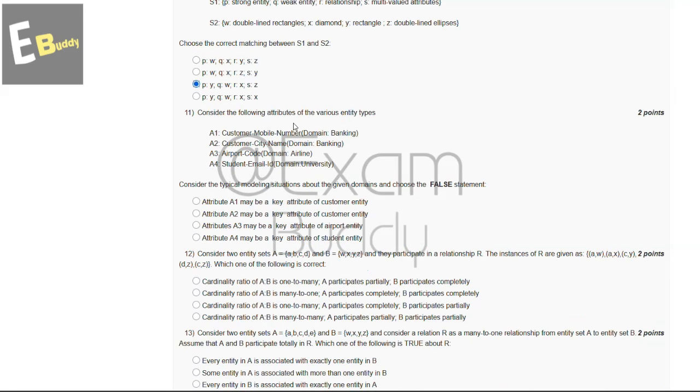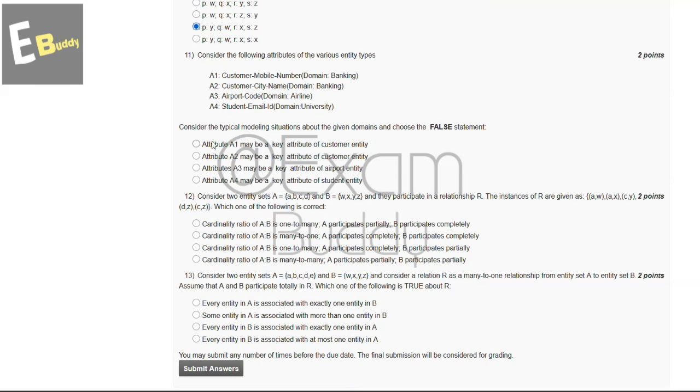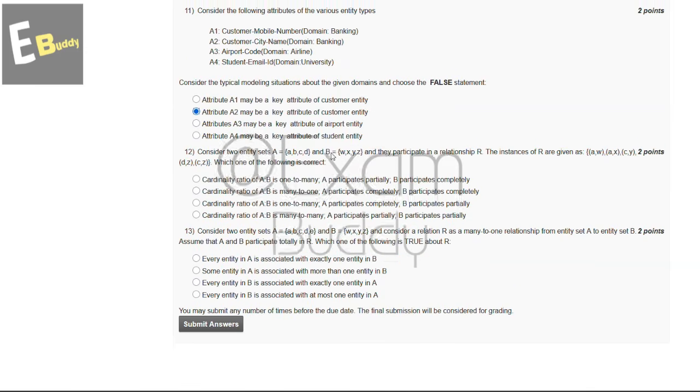Consider the following attributes of the various entity types. So these are the entities, and considering the typical modeling situation about the given domain, choose the false statement. So these are the options and the answer of our 11th question is B. Attribute A2 may be a key attribute of the customer entity. And now let's go to our question number 12.